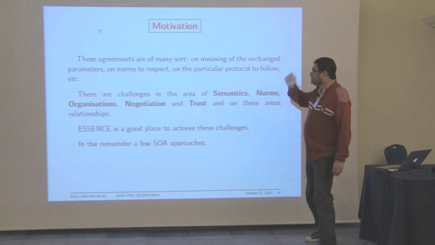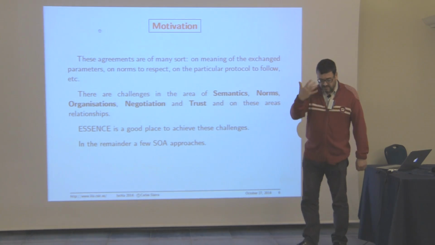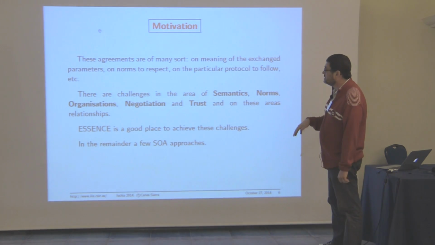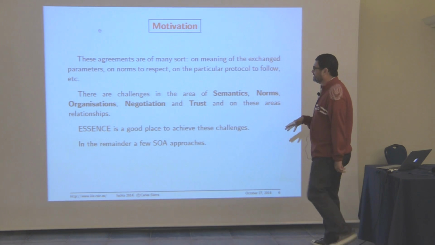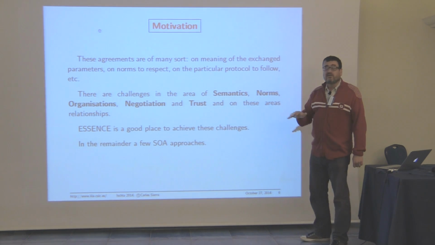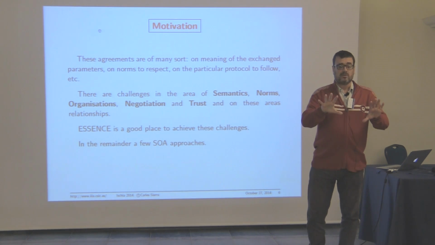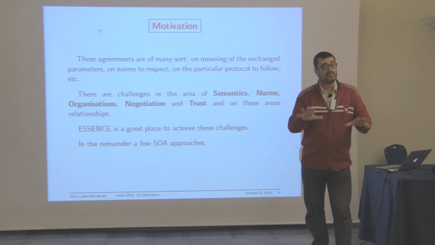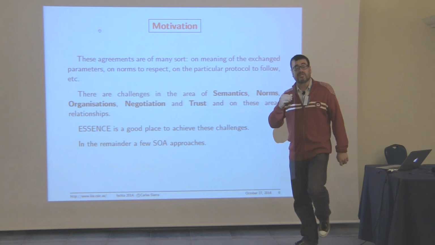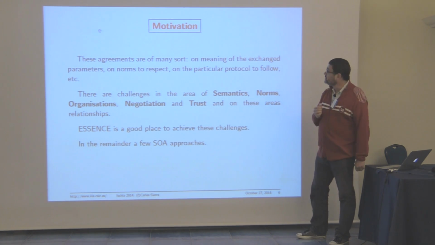Okay, so the agreements are of many sorts. It could be the meaning, and this is very related to this summer school. On the meaning of the exchange parameters, if we need to interoperate two components, we need them to understand the meaning of the parameters they are going to exchange. So there should be agreements on meaning. And this is what you're going to study in many of your PhDs about semantic alignment.